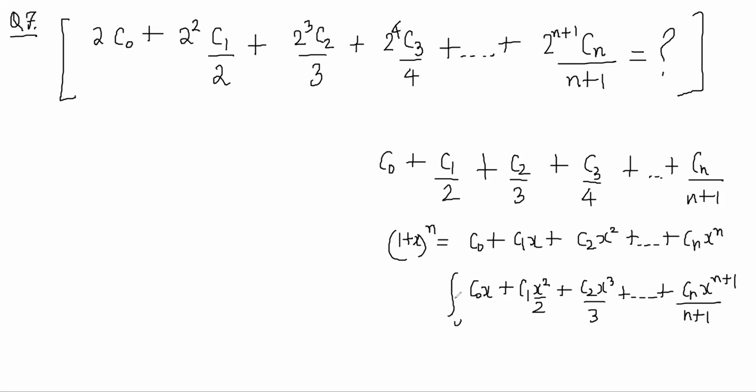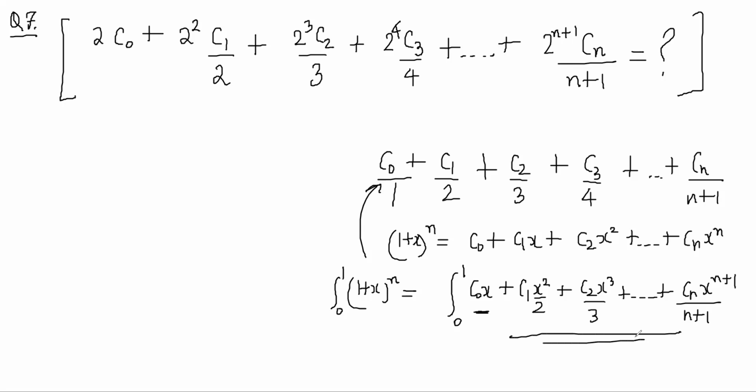So the integration limit should be 0 to 1. This side also you have to integrate, so this will give you this series. When you put 0 to 1, you get C0 by 1, C1 by 2. So this is an obvious integration. The answer of this was 1 plus x to the power n plus 1 by n plus 1, evaluated from 0 to 1. So let's just keep it like that.